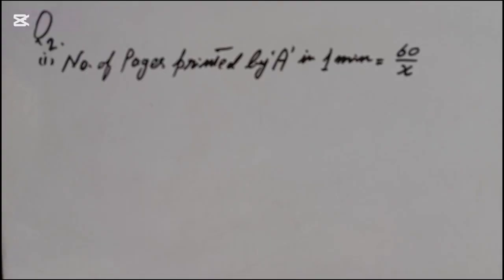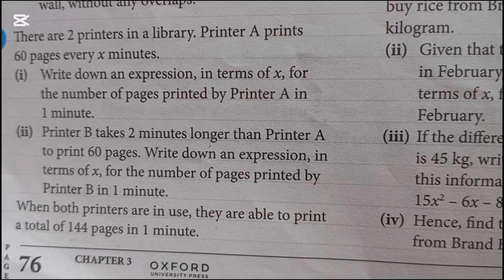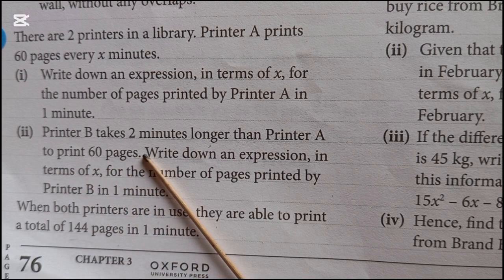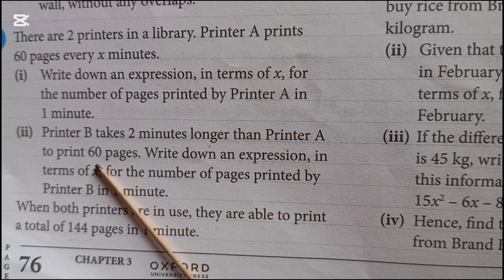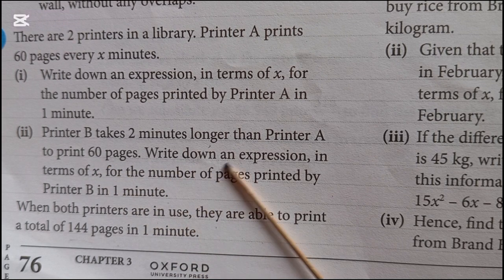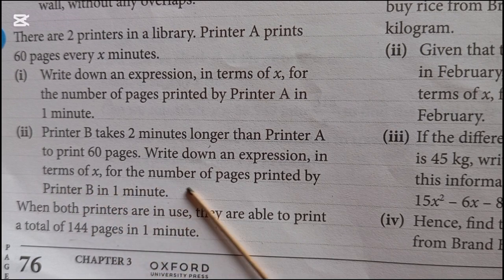As printer A prints 60 pages in x minutes, so the number of pages printed by the printer A in 1 minute equal to 60 by x. Number of the pages divided by the minutes it takes. Second part is the printer B takes 2 minutes longer than the printer A to print 60 pages. Number of pages are equal as the printer A has printed. Now write down an expression in terms of x for the number of the pages printed by the printer B in 1 minute.